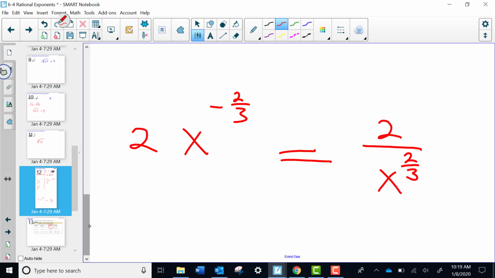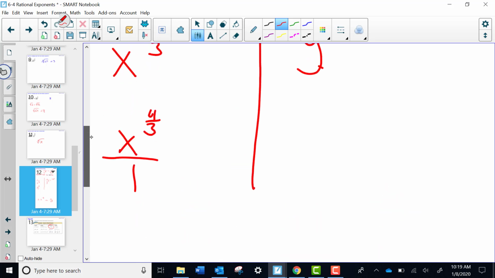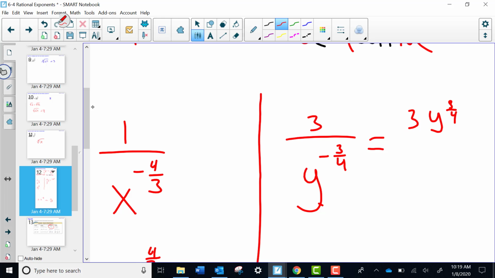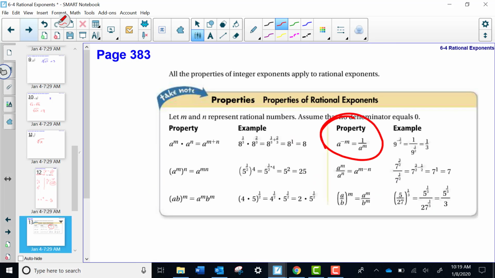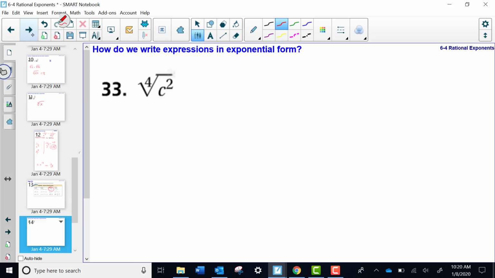So do we keep the 3y to 3/4, or do we put a radical? Once the exponent is positive, then you could write it in radical form. So this would be 3 times the 4th root of y to the 3rd. Next example. This chart is on page 383. This entire presentation is on Edmodo. So you can find it there or in your textbook. All right, now we're going to go in the other order. Radical form to exponential form.